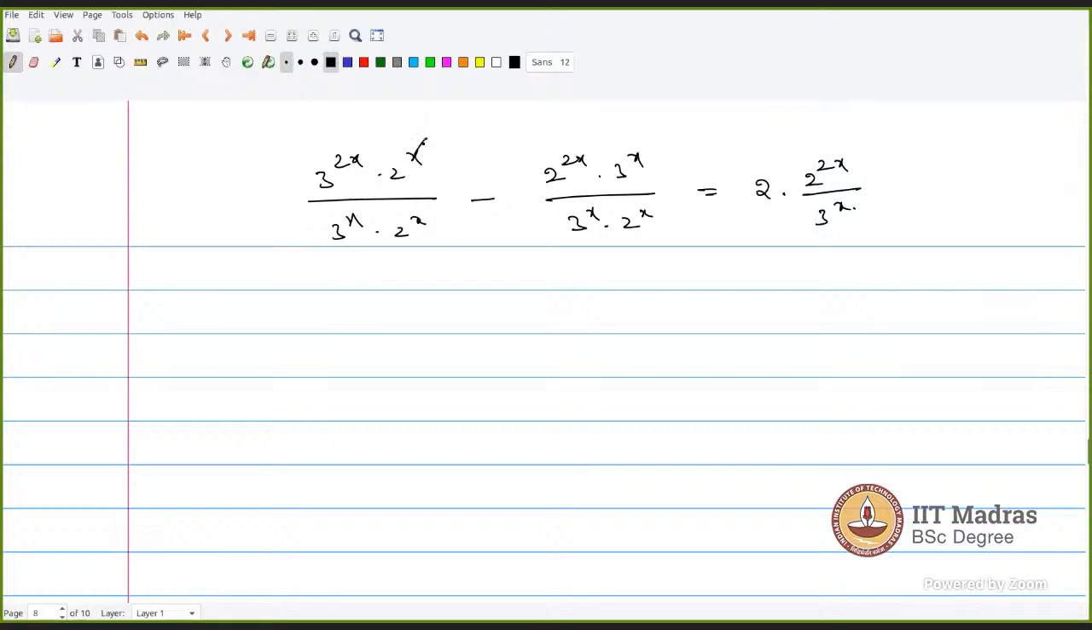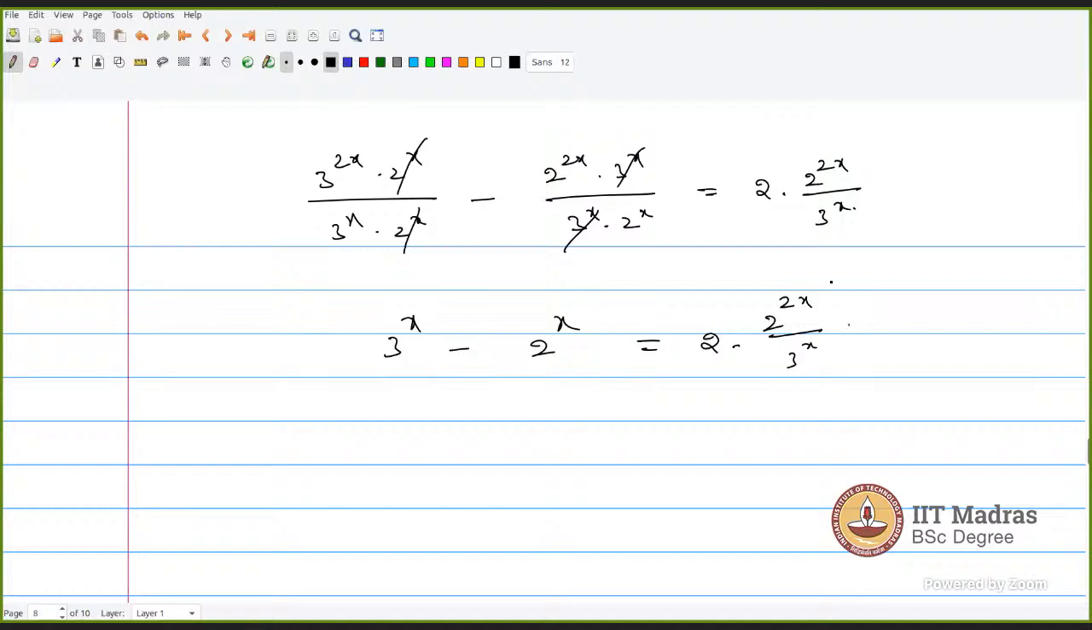So now this and this will get cancelled, this and this will get cancelled. This will be 3 power x minus 2 power x is equal to 2 times 2 to the power x by 3 power x. So what are we getting here? Same, we'll get the same p square what we did earlier.